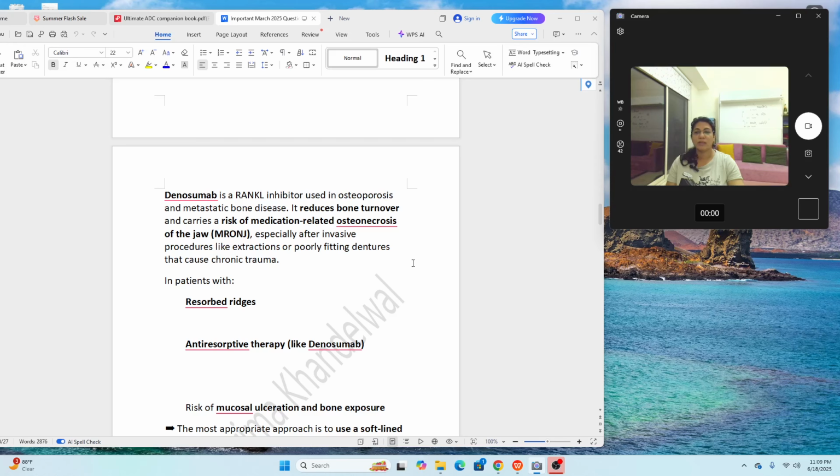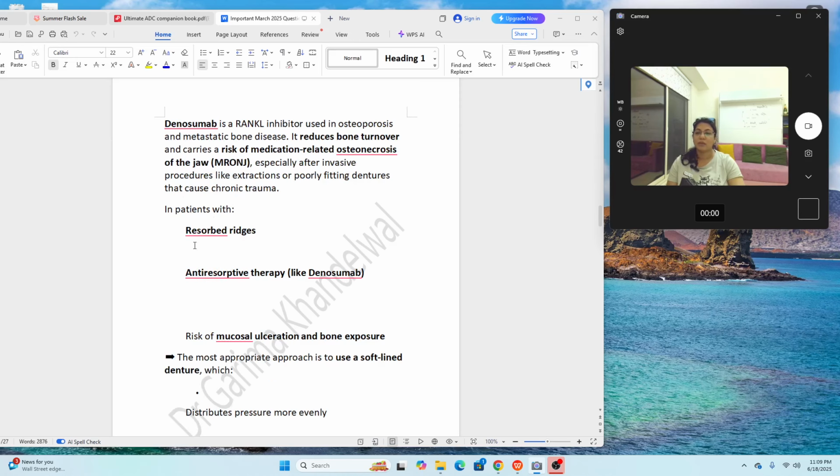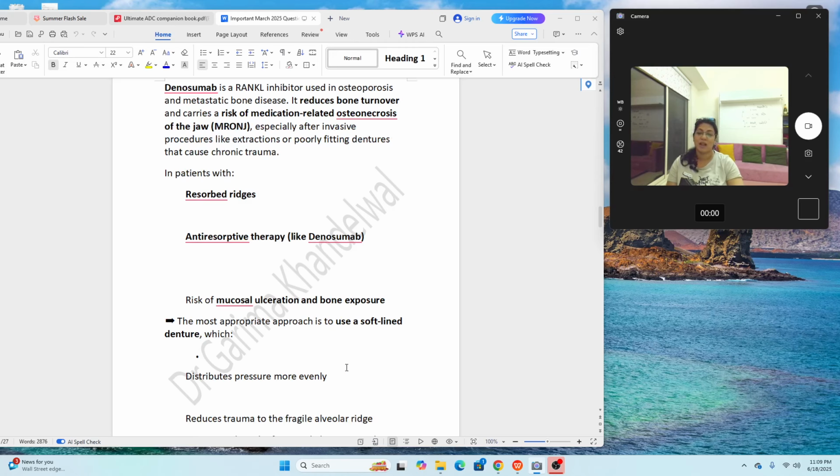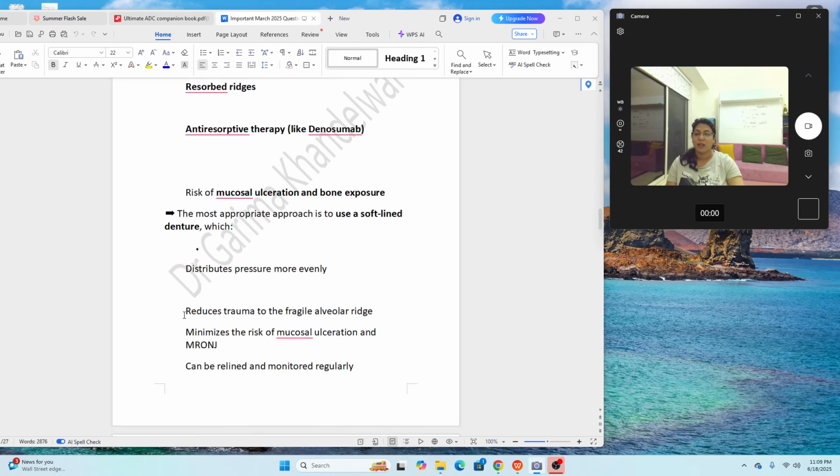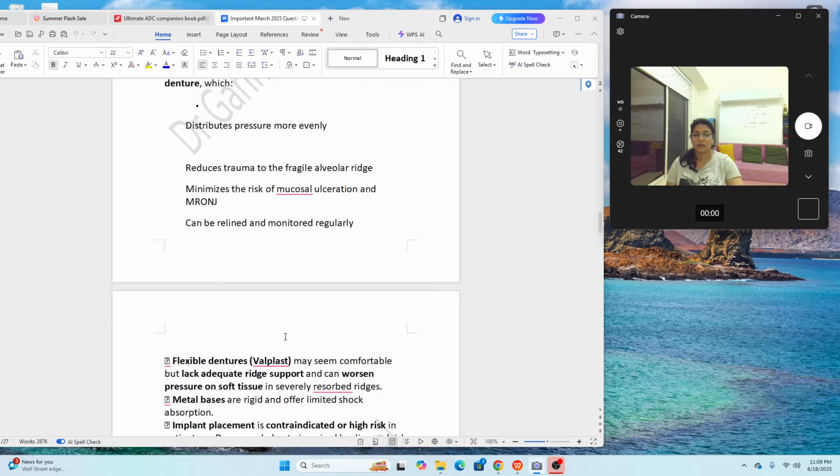Now, denosumab is a RANKL inhibitor used in osteoporosis and metastatic bone diseases. It reduces the bone turnover and carries the risk of medication-related osteonecrosis of the jaw, especially after invasive procedures like extractions or poorly fitting dentures that cause chronic trauma. So, in patients with resorbed ridges on anti-resorptive therapy like denosumab, with risk of mucosal ulceration and bone exposure, the appropriate approach is to use a soft liner denture, which distributes pressure more evenly, reduces trauma, minimizes the risk of MRONJ, and can be relined and monitored regularly.